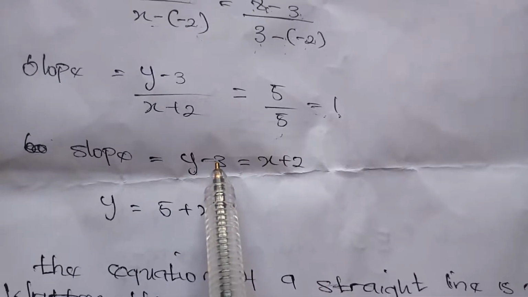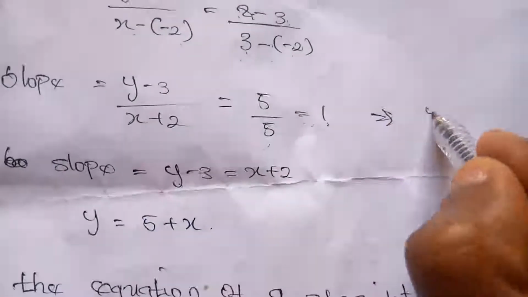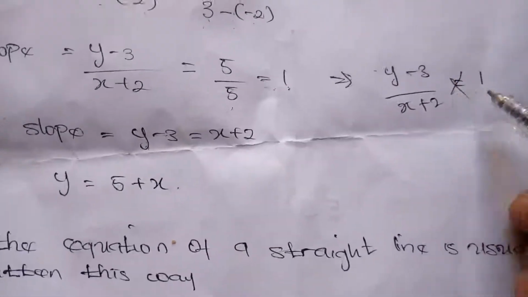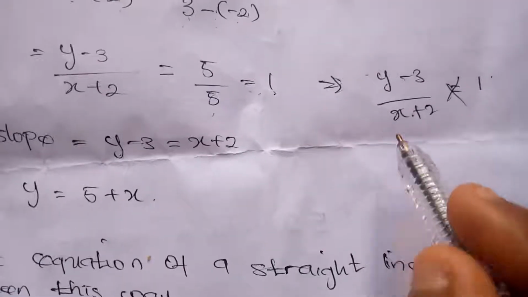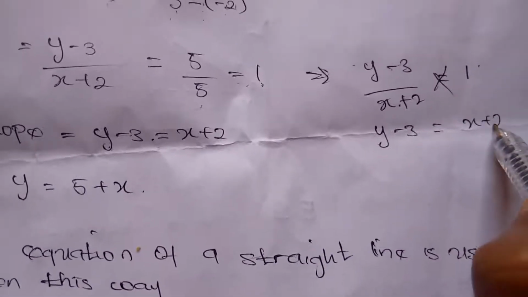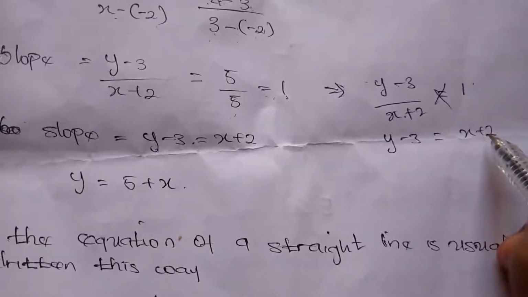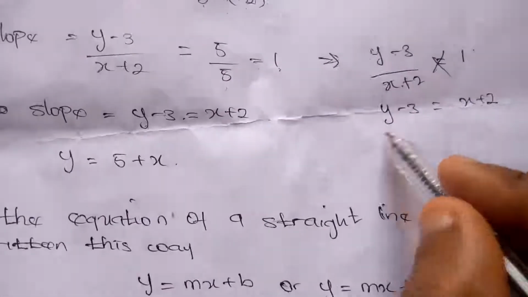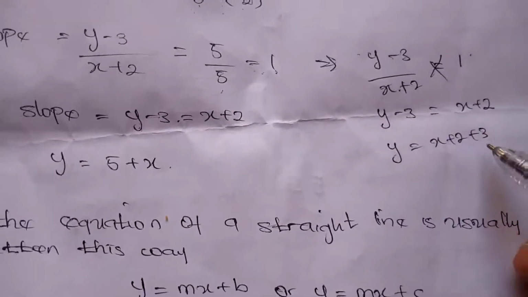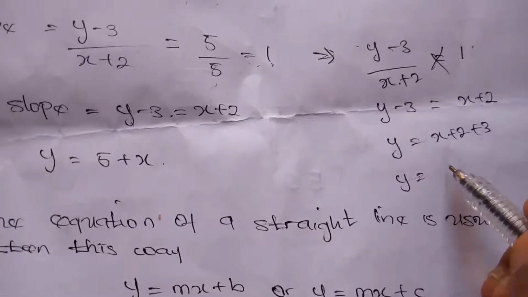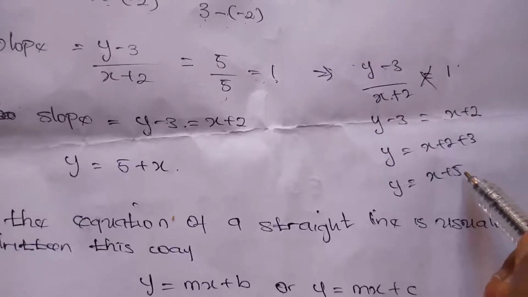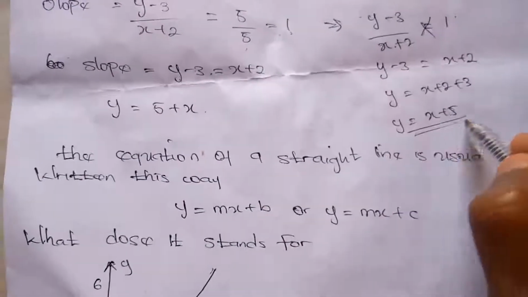How did you get this? Now come here. You have y minus 3 over x plus 2 is equal to 1. We cross multiply to give us y minus 3 is equal to x plus 2. But we are not finished there. We go further to break it down. Collecting like terms, y is equal to x plus 2 plus 3. So y is equal to x plus 5. So looking at this, I have gotten the equation of a line.